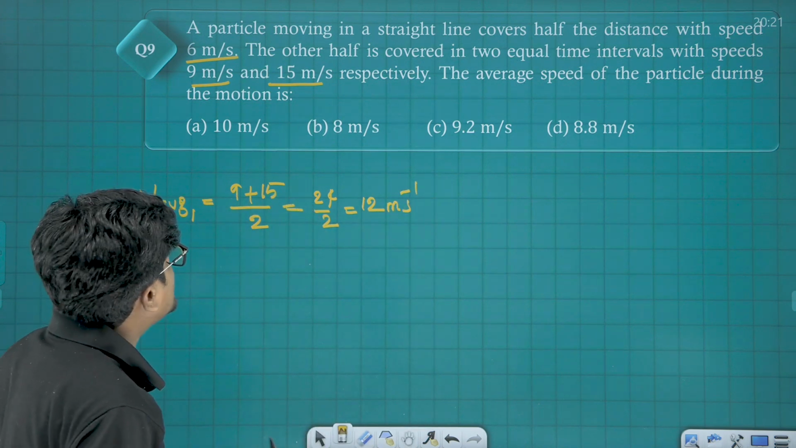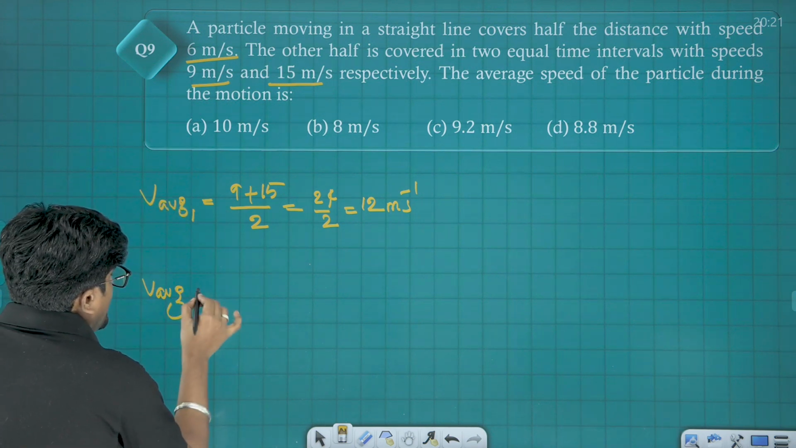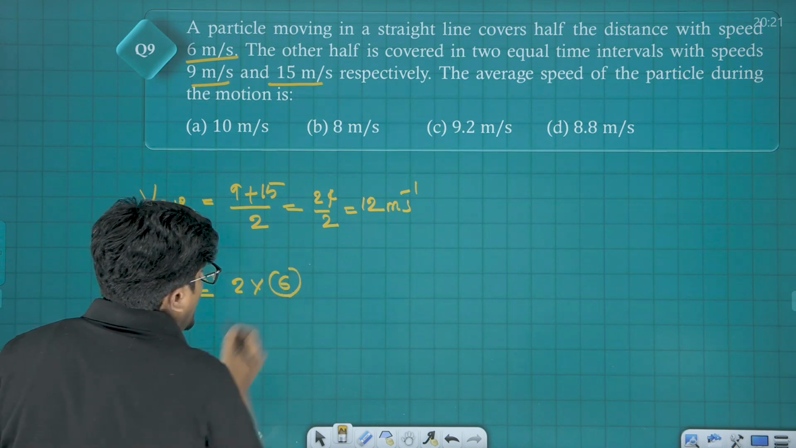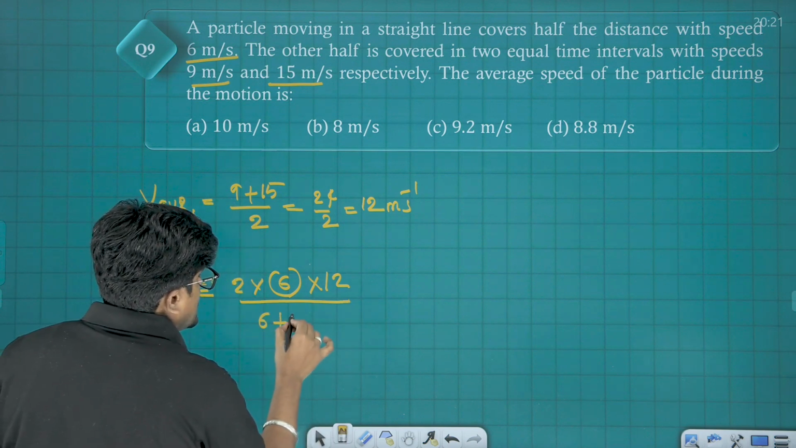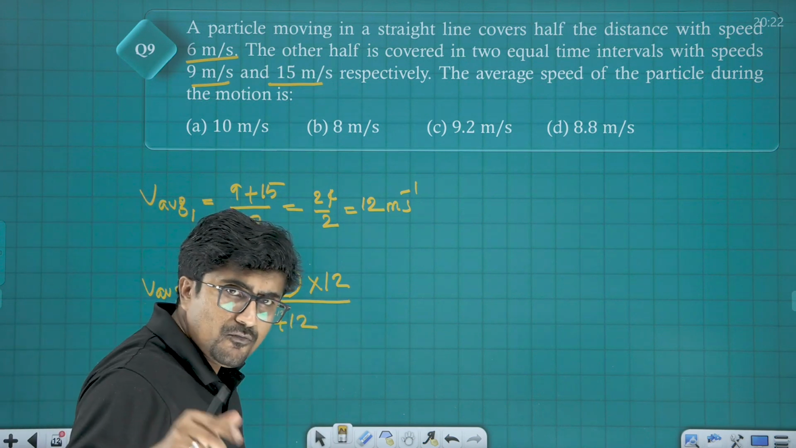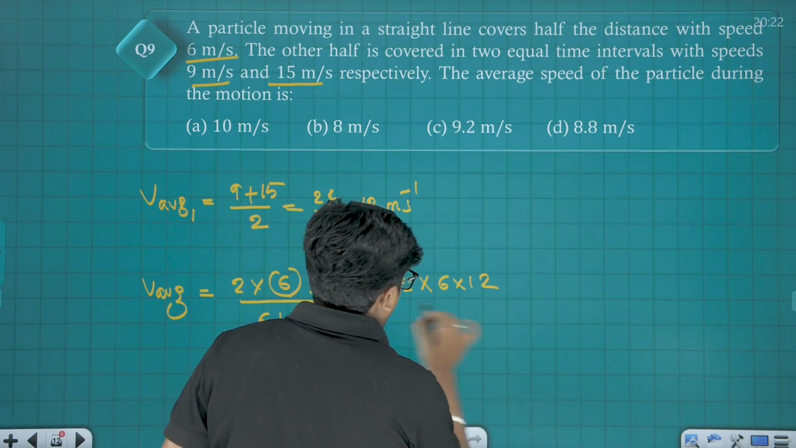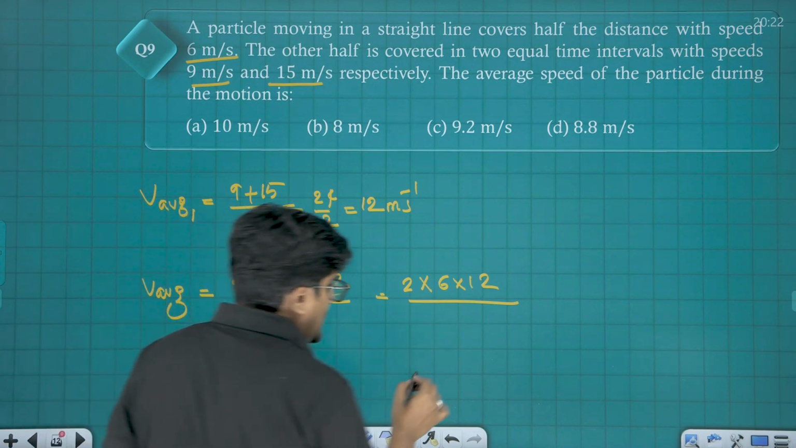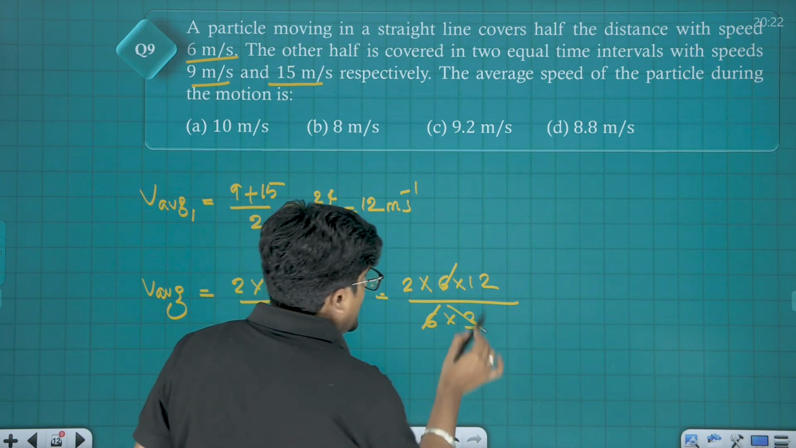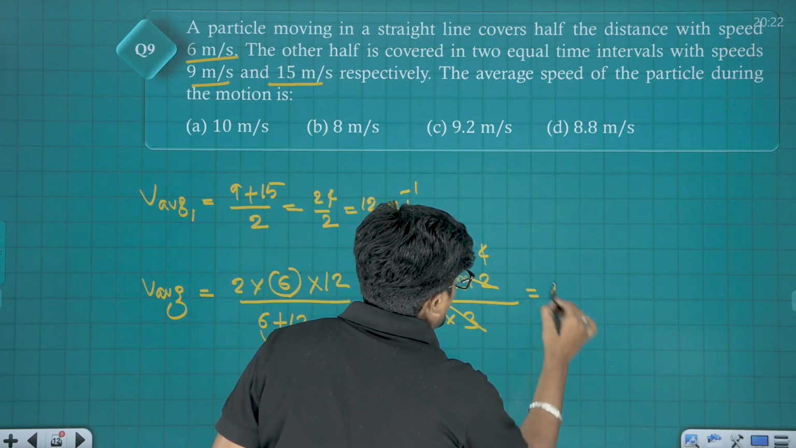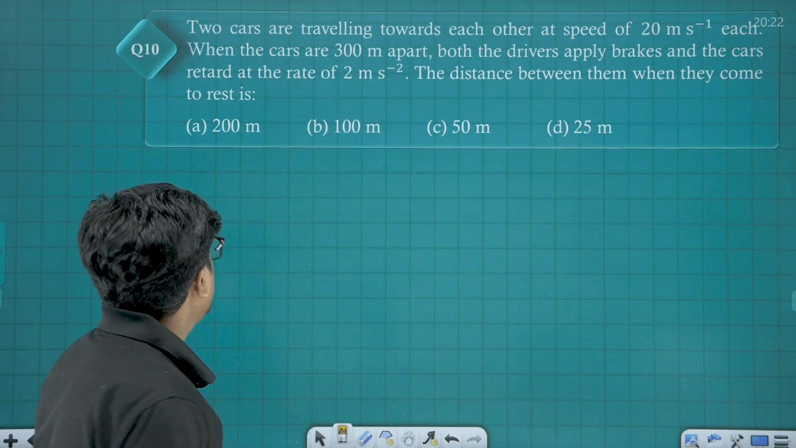Alright. Now the first half is traveling at the speed of what? 6 meters per second. So now the final average velocity is going to be 2 into the first half speed, that is 6, into the second half average, 12, all divided by 6 plus 12. That is 2 V1 V2 upon V1 plus V2. So here this is going to be 2 into 6 into 12, all divided by 6 plus 12, that is 18. 18 can be written as 6 into 3. 6 and 6 will cancel each other. Here it is going to be 4 into 2 is 8. Option B needs to be the correct answer. Alright, next is question number 10.